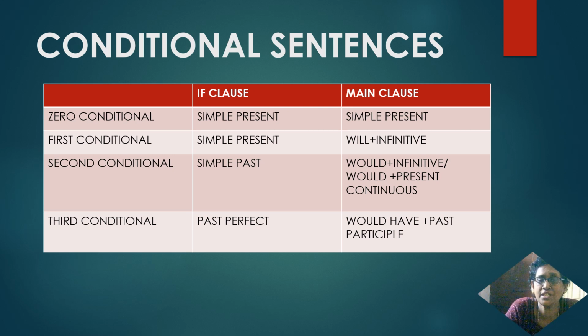Then we have the first conditional. For the if clause we have simple present, and under the main clause we have will plus infinitive. In the second conditional, in the if clause we have simple past, and in the main clause we have would plus infinitive or would plus present continuous. And in the third conditional, for the if clause we have past perfect, and in the main clause we have would have plus past participle. So this is a simple thing that you have to understand. If you know this, you have aced it.